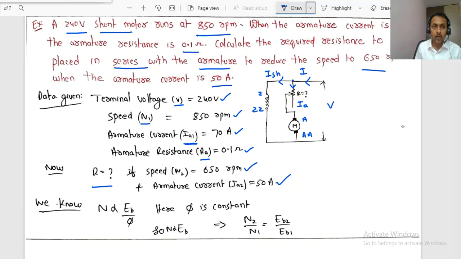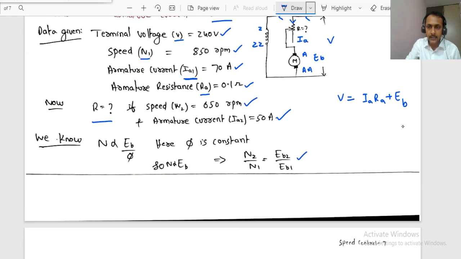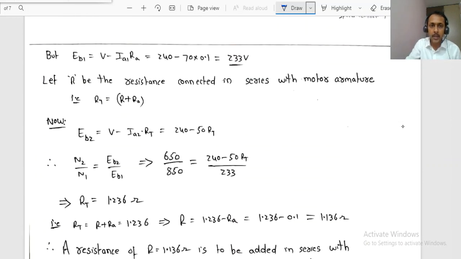Now N is directly proportional to EB by phi, so N is directly proportional to EB. So N2 by N1 equals EB2 by EB1. EB means nothing but the back EMF that is generated here. Already you are familiar: whatever voltage is applied, some amount will be dropped at the armature, IA RA, and the remaining will be available as the back EMF EB. Now EB equals V minus IA RA.